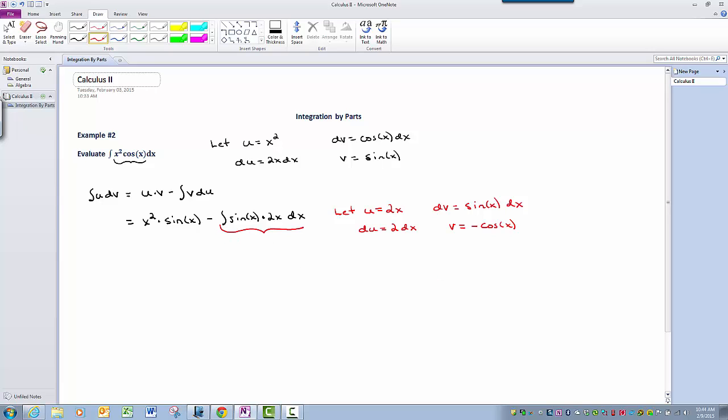So I'm going to put that in here as the replacement. So what I've got here is x squared times sine x minus u times v minus the integral of v du.